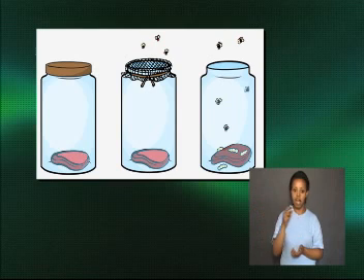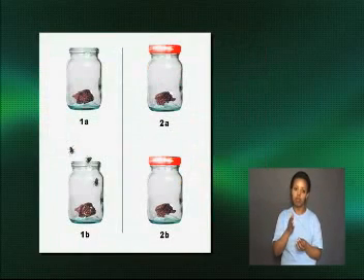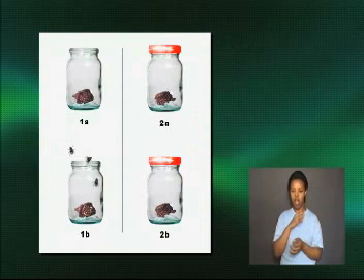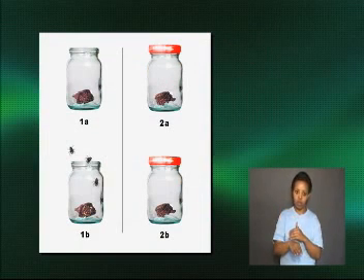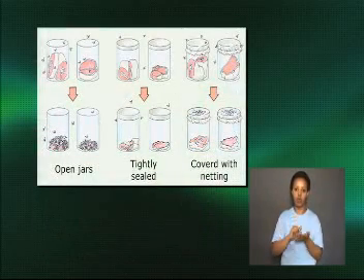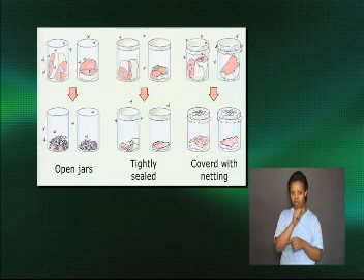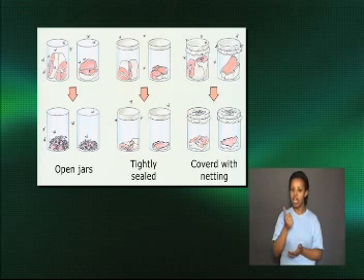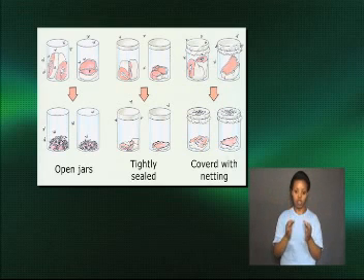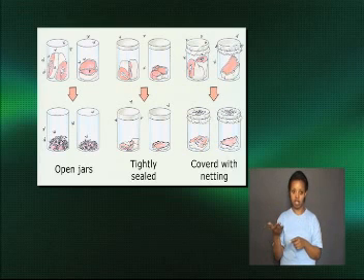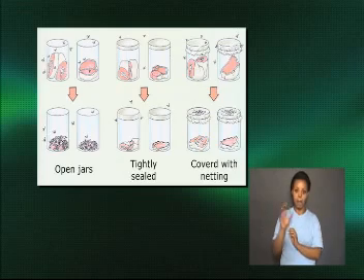Redi hypothesized that only flies could produce more flies. He predicted that flies would be found in the open jars and not in the closed jars. His results matched his predictions, and when he shared his results, other biologists obtained similar results from their own tests. Redi was able to conclude that flies cannot be produced from rotting meat. He also went on to say that it was improbable that any form of spontaneous generation could occur.